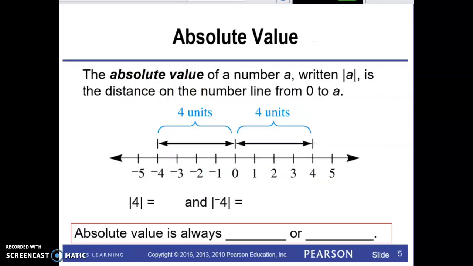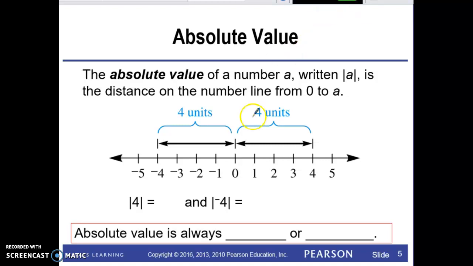So absolute value, by definition, is the distance on the number line from 0 to the number that we're looking at. So what often happens is that people misunderstand what absolute value does or what absolute value is. So absolute value is a measurement. It is a distance from 0 to the number that we have in question.